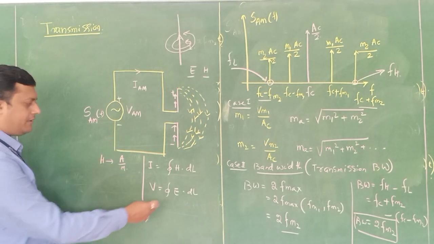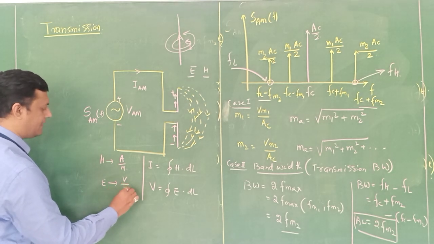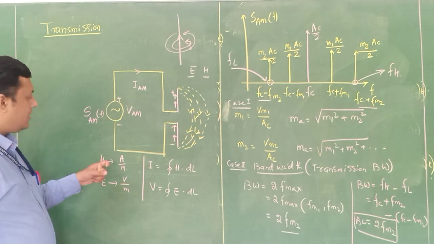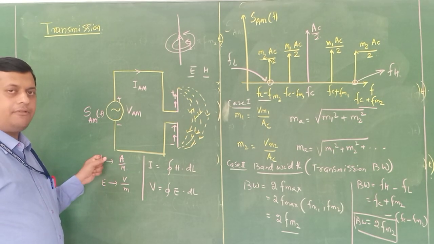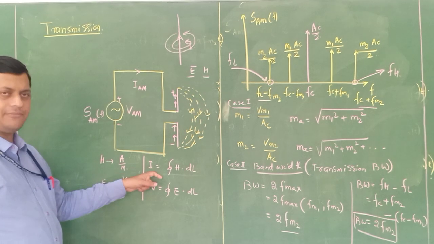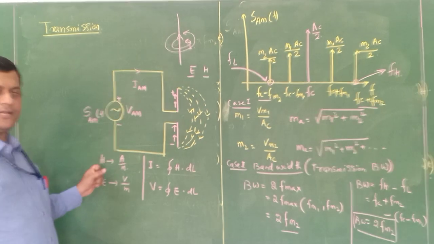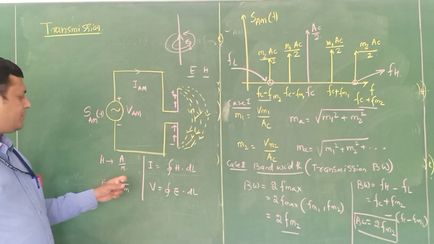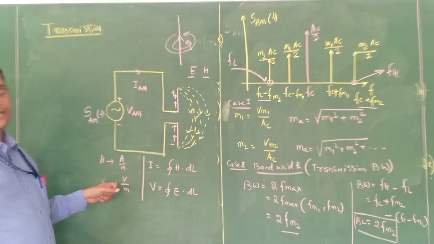What is the unit of electric field? Electric field unit is volt per meter. So if I want to determine this current, what I will do? Magnetic field must be multiplied with elemental length. So it is satisfied, current is determined. Similarly, if potential is there and electric field needs to be determined, the potential must be divided by the elemental length so that electric field will be determined.